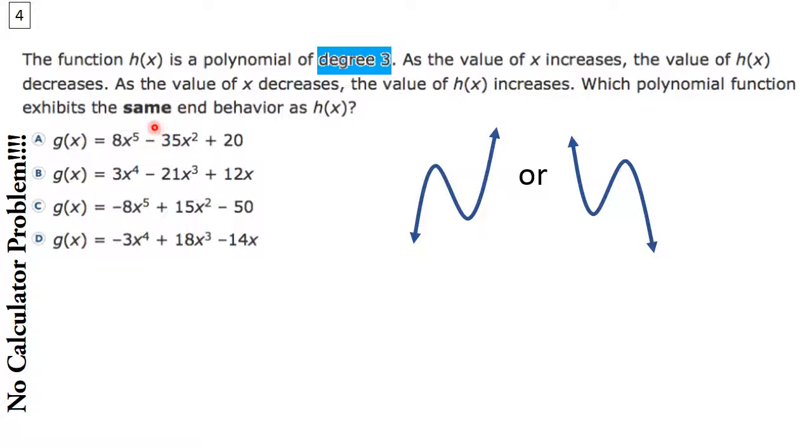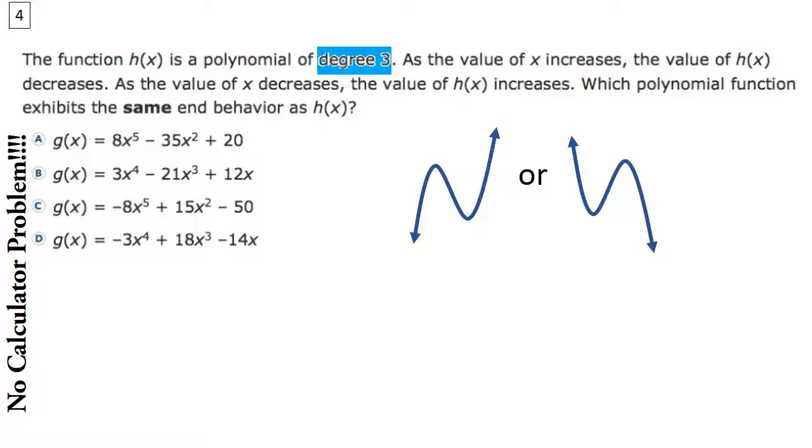But none of these have degree 3 at all. Degree 4, degree 5, degree 4, degree 5. Those biggest exponents give it away. So we're not looking for that, but that's okay. It doesn't ask for us to have this degree 3. We're not looking for h of x. We're just looking for something with the same end behavior as h of x.